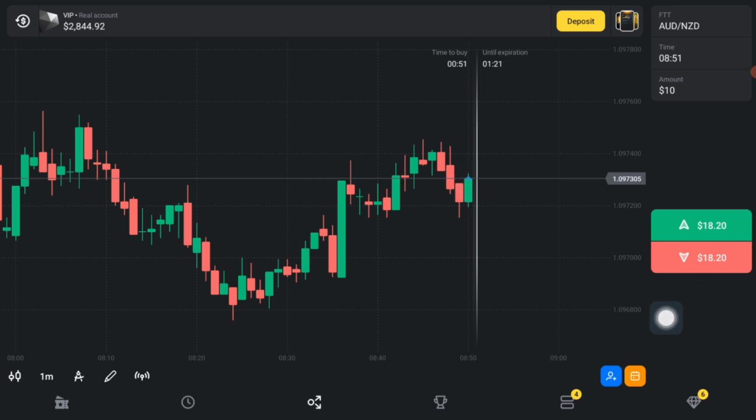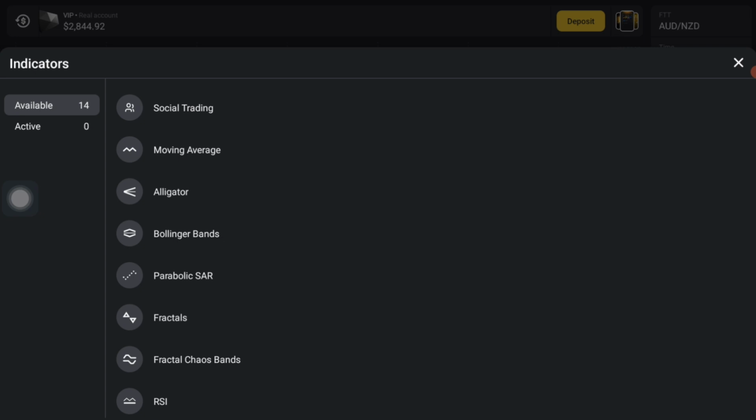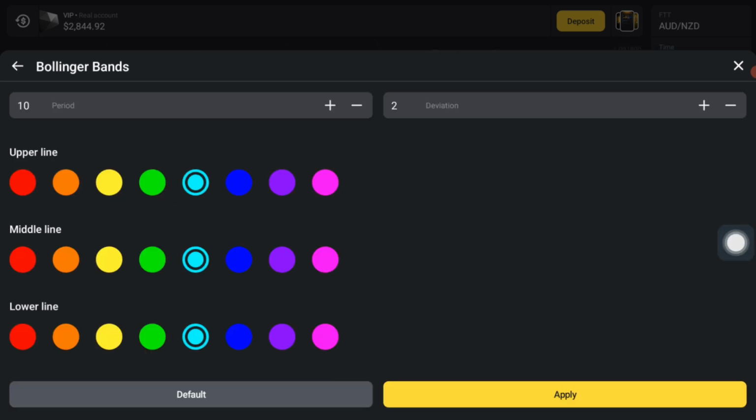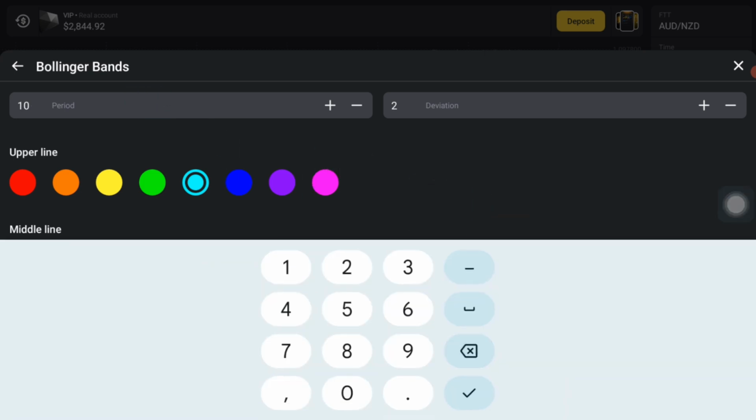Okay, so we are going to go over here and bring out the indicators right now. The first indicator we are going to bring out is this one called Bollinger Band, and that's the indicator we are going to be using today. We are going to do a very simple setting, which is the period. We are going to change it to 15. Take record of that. We are going to change it to 15, and that is all.